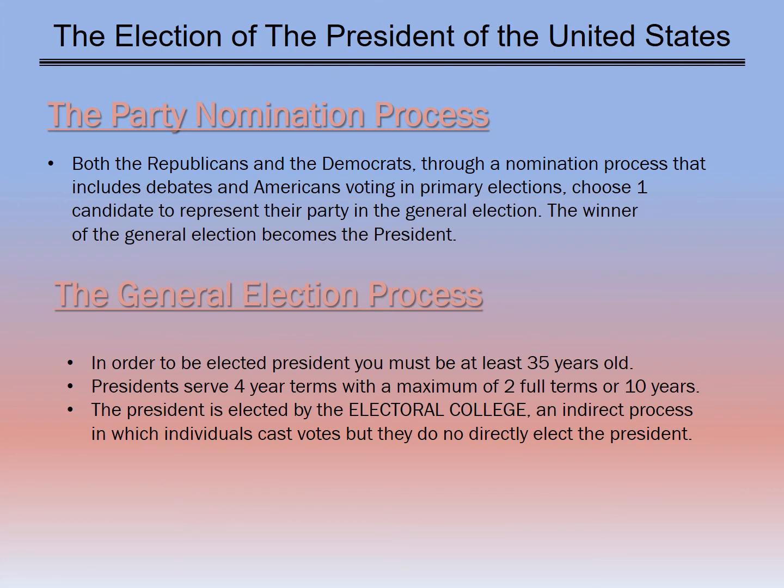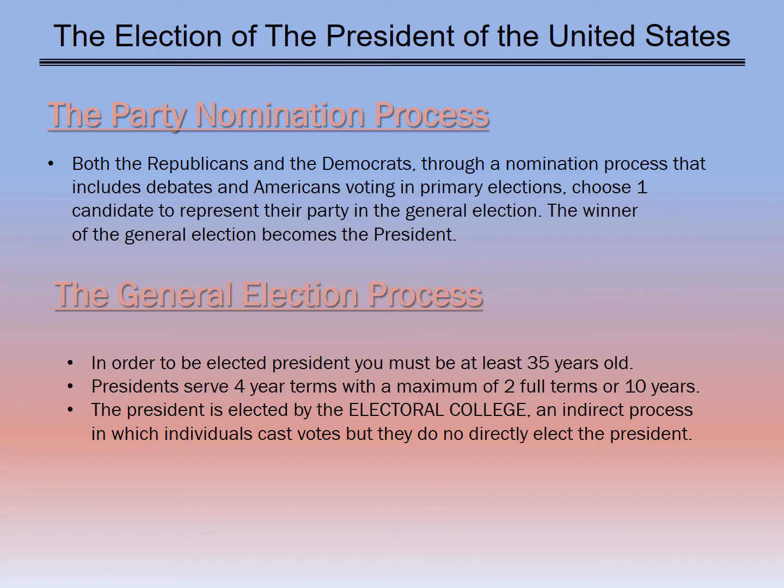All right, so the election process in the United States looks like this. We have the party nomination process, where both Republicans and Democrats, through a process that includes debates and Americans voting in primary elections, choose one candidate to represent their party in the general election. The winner of the general election then becomes the president. I kind of went over this a few minutes ago, but that's how this works.